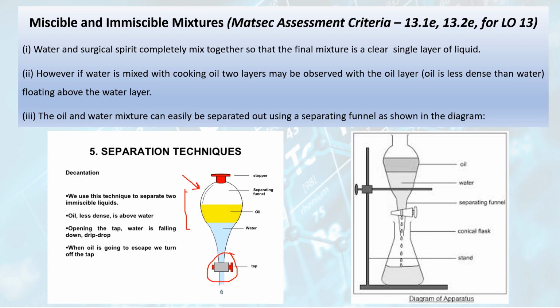The second diagram that you see on the right is basically a further reinforcement of the diagram on the left. Once again, you can see the oil separating out and floating above the water. There is the separating funnel, a conical flask, and the stand. I've included the second diagram because the second diagram is what you would be expected to draw in the event of being asked to draw the diagram.